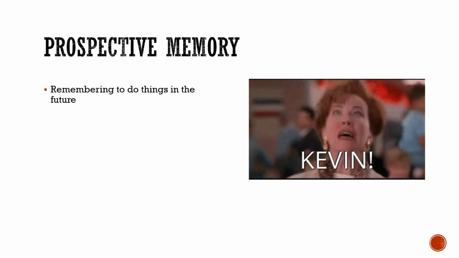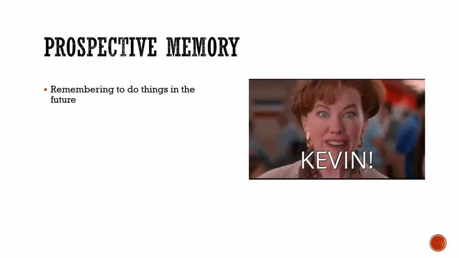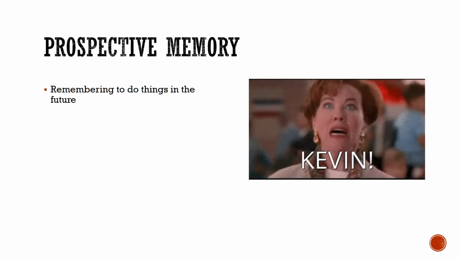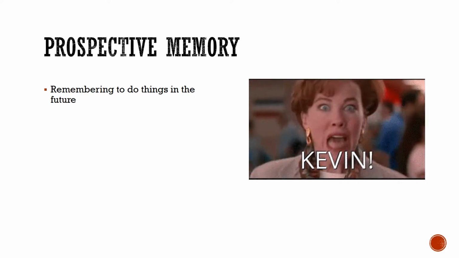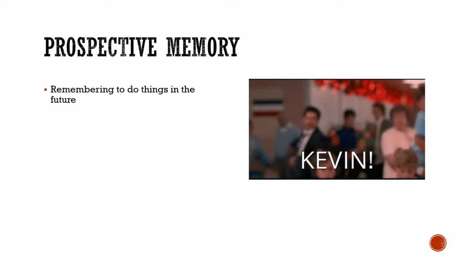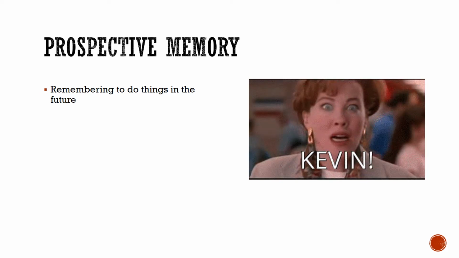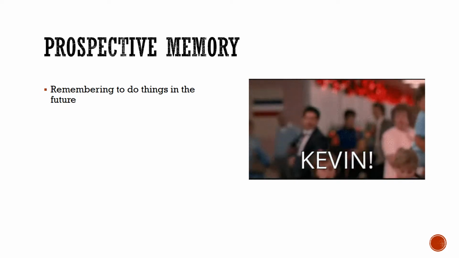So for instance, a failure in prospective memory, of course, is the movie Home Alone, where she left for vacation without one of her children. Right? She failed to remember to take all of her children on vacation with her. A pretty important prospective memory error, I would say, that she made there.